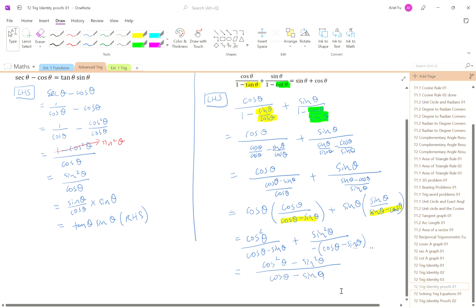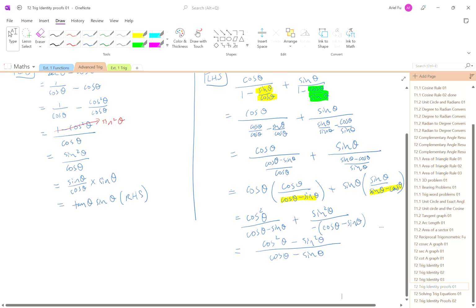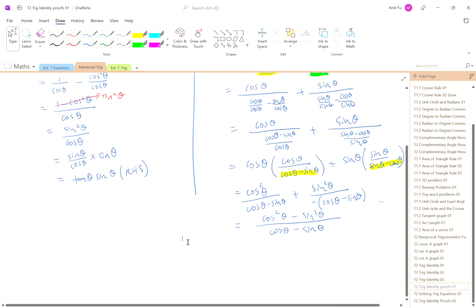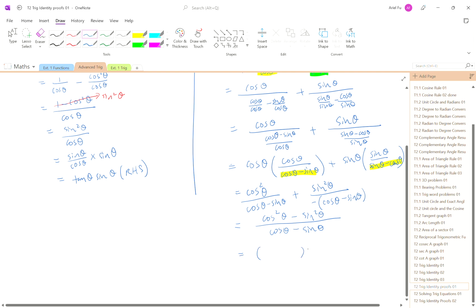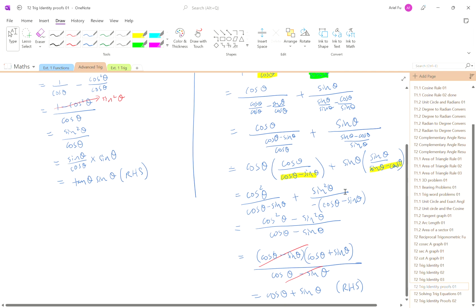All right. Once you get to here, please do not just cancel them out. You have to show me the factorization of the difference of two squares on the numerator. So the top becomes cosine theta minus sine theta times cosine theta plus sine theta. On the bottom is cosine theta minus sine theta, which means that one of them is going to cancel out, leaving you with just cosine theta plus sine theta, which is the right-hand side. Okay, there we go, right-hand side.